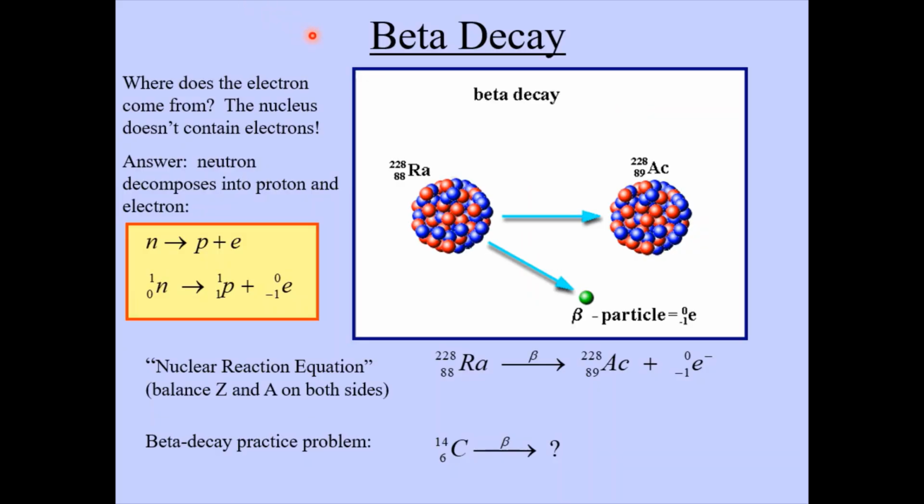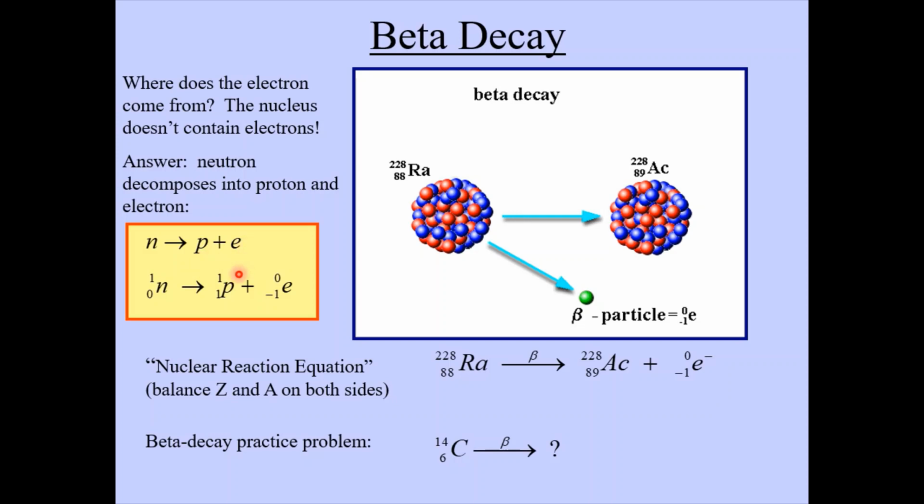Let's now turn to beta decay. The question with beta decay, again, remember what beta decay is: we have a radioactive nucleus that spits out a beta particle, which is an electron. So the main question is, where does this electron come from, since there are no electrons inside the nucleus? A nucleus is just protons and neutrons, of course. Well, the answer is that a neutron can decompose into a proton and an electron. So a neutron, N, can decompose, in other words, break apart and become a proton and an electron.